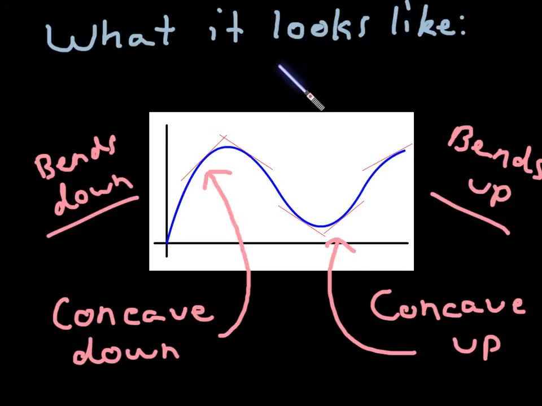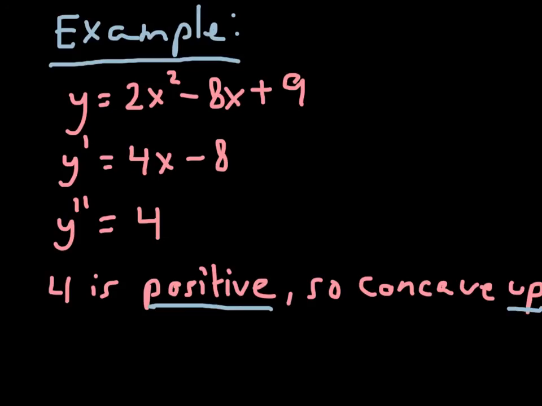When the function is concave down, the slope will begin to decline. When it's concave up, the derivative will be increasing, so it'll begin to curve upwards.